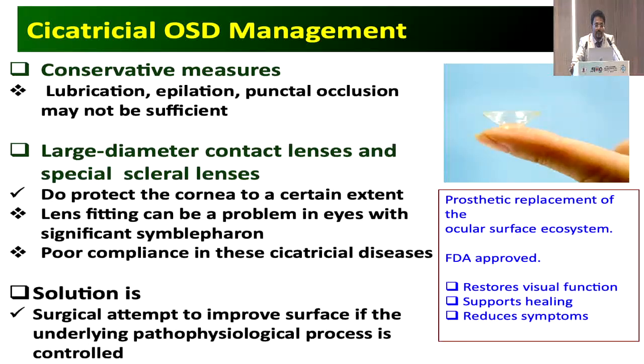Prosthetic replacement of the ocular surface ecosystem, that is PROSE lenses, which are FDA approved, restore visual function, support healing, and reduce symptoms. But all these are only temporary measures. The permanent solution is a surgical attempt to improve the surface if the underlying pathological process is controlled.